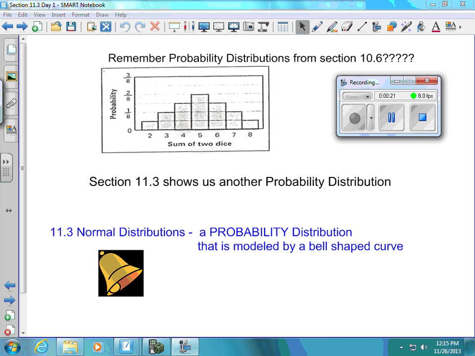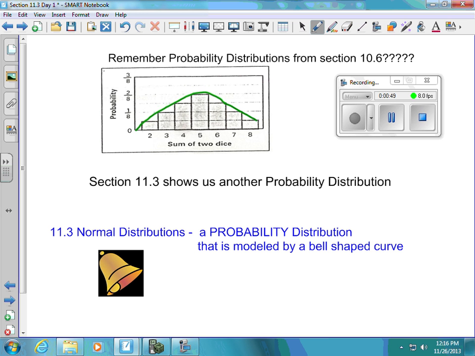In chapter 10, we did probability distributions, section 10.6. 11.3 shows us another probability distribution. Normal distributions are modeled by the bell-shaped curve. If you take this graph and connect the corners, you get this curve. It kind of looks like a parabola; the bell-shaped curve is really like an upside-down parabola.